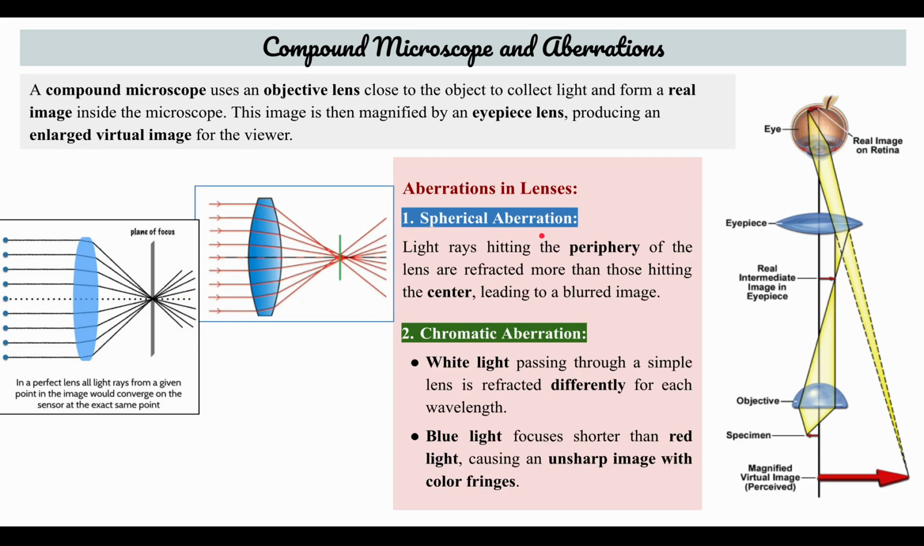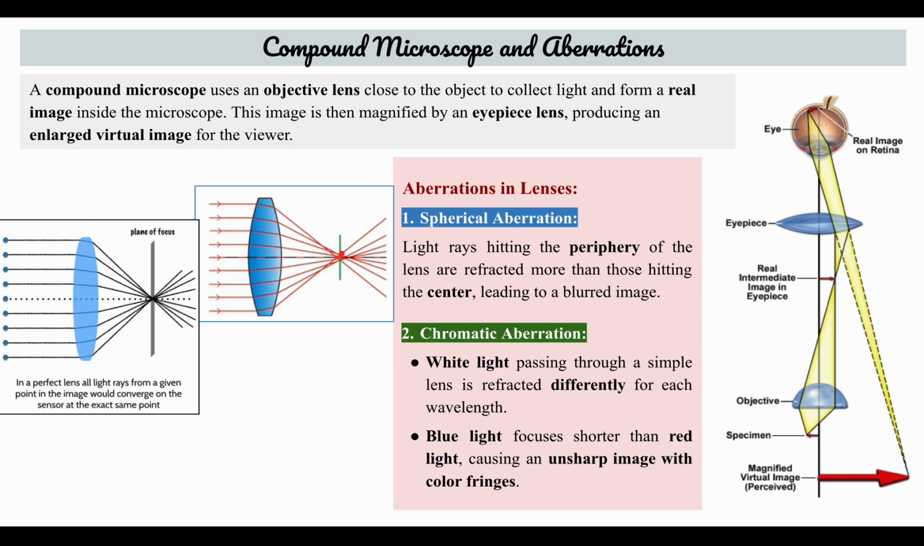So what generally happens is that light rays, when they hit the surface or the periphery of this lens, get refracted more than those hitting the center part or some middle part. In this way, the refraction angles are varying, due to which they will not meet at a single point, which they would have met if it was a perfect lens.